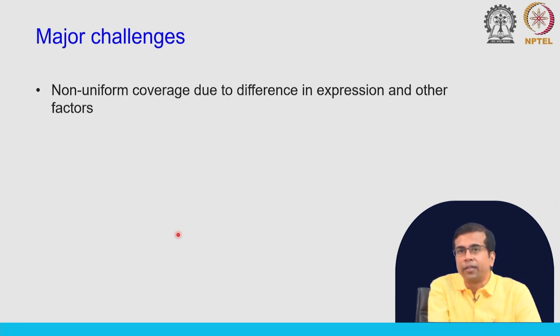So, what are the major challenges for transcriptome assembly? The first challenge is that there is non-uniform coverage due to difference in expression and other factors. This is a big difference compared to genome assembly. In the genome, you have just one copy of the genome, maybe some elements are repeated or present in multiple copies, but they are not hugely variant. It is usually not the case that one region is present in 1000 copies, and another region is present in 5 copies.